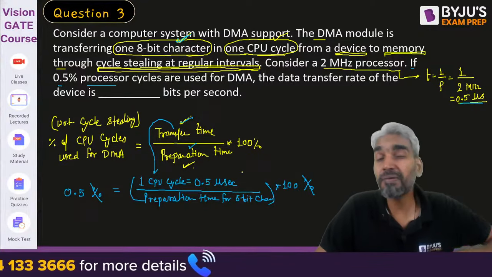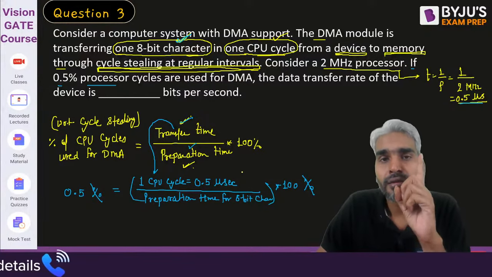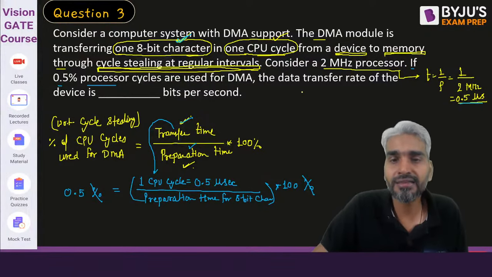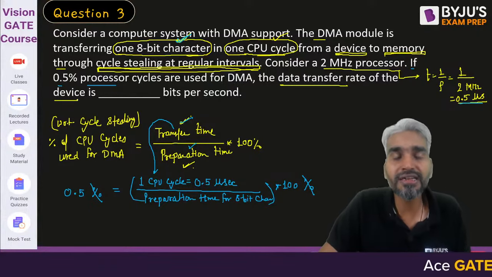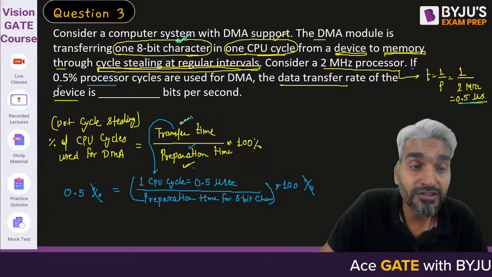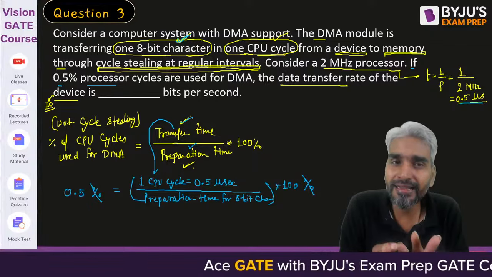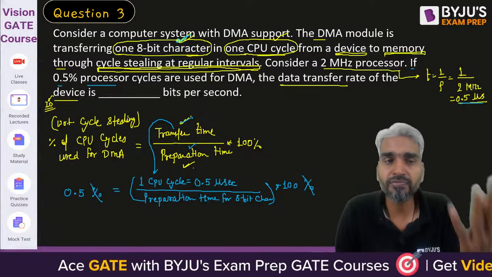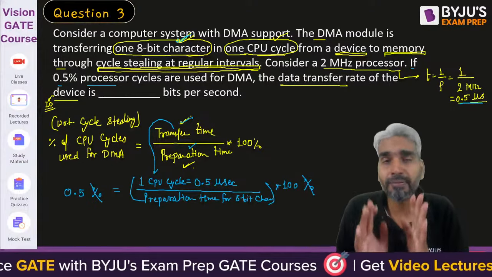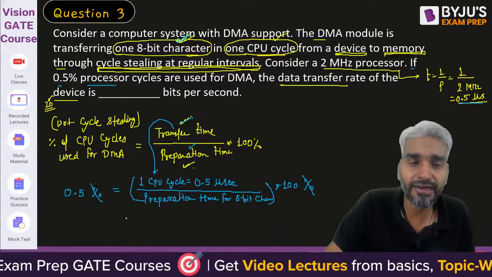Sir, preparation time depends on what? Preparation time depends on the data transfer rate of the device, and that is what is being asked: what is the data transfer rate of the IO device. Until those 8 bits are prepared, you cannot start transferring. So how much time will be required in the preparation of those 8 bits? So preparation time for an 8-bit character is what we are trying to calculate.